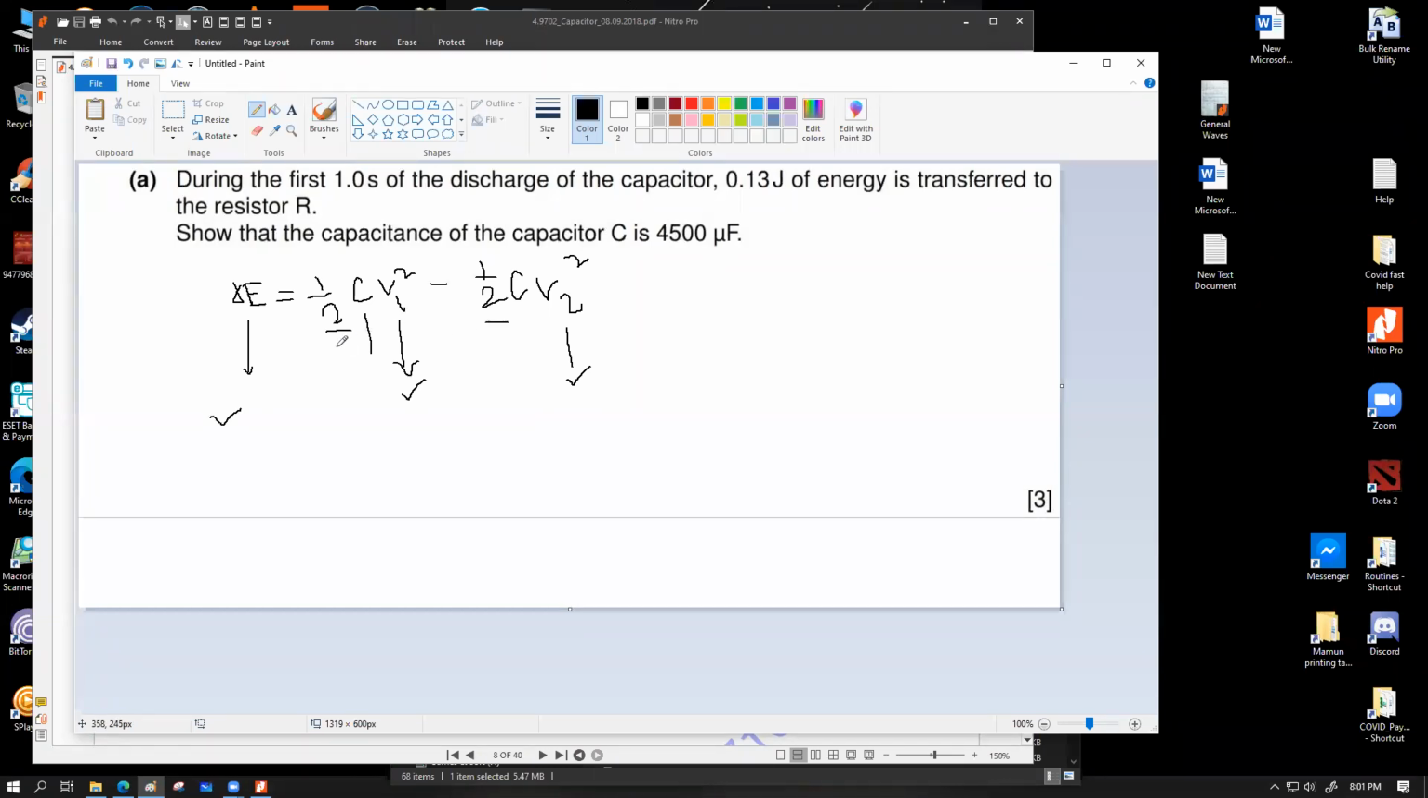Because we want to calculate exactly how much energy was stored at the beginning of the discharging point, and we also subtracted how much energy is remaining after 1 second. So the difference of these two energies is how much energy was gotten out.